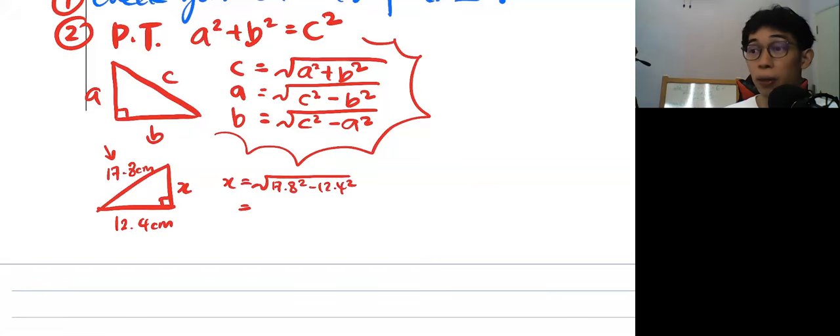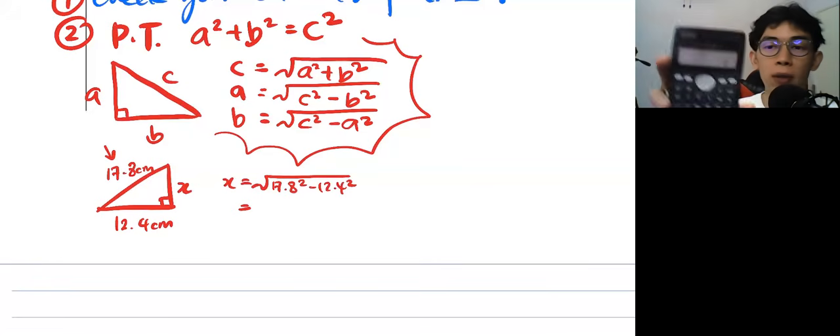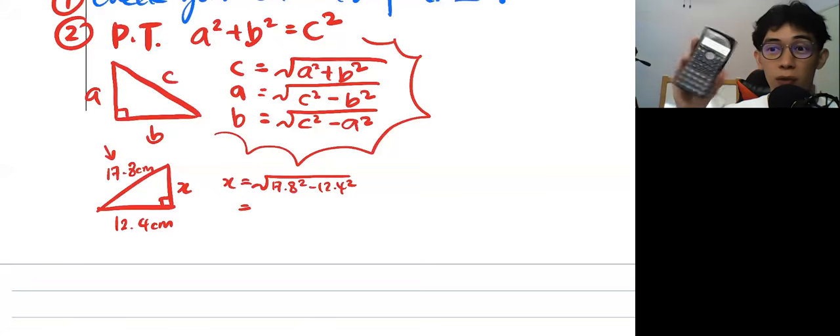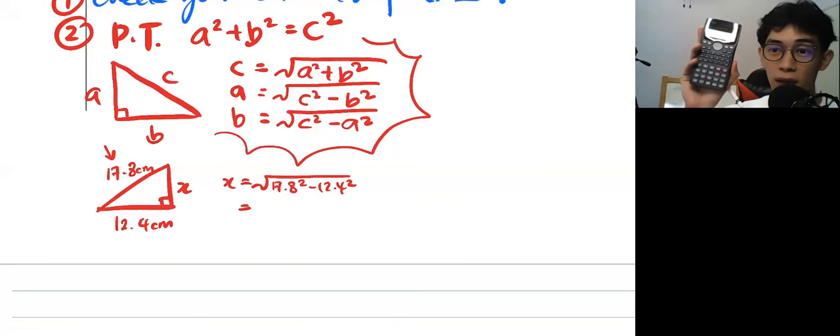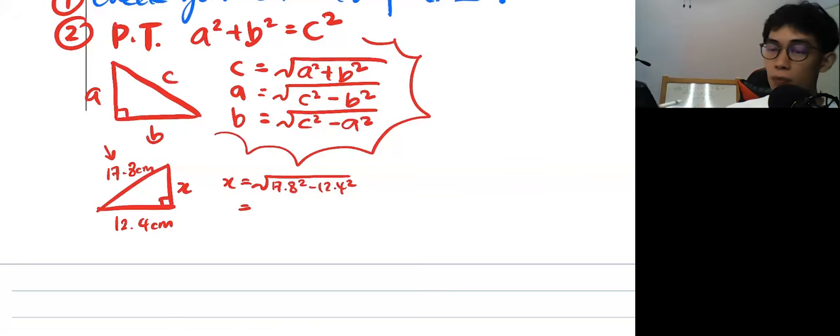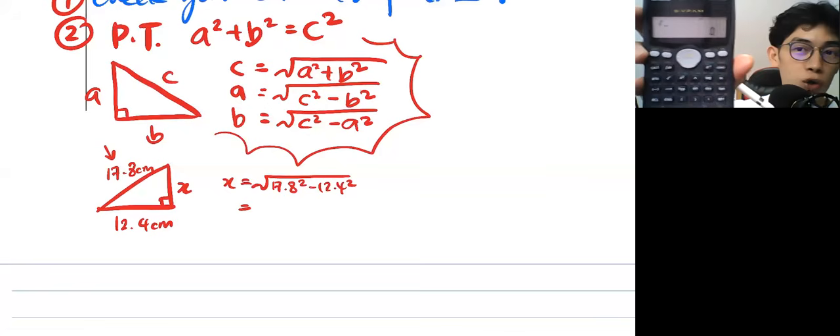so they don't dare to type it out. Now, let me show you something. Let's say you are using this calculator, the very, very old version. My year of Form 4, Form 5, 20 years ago, I used this. So what you do is, you have to press square root. Can you see the square root lines are so short?